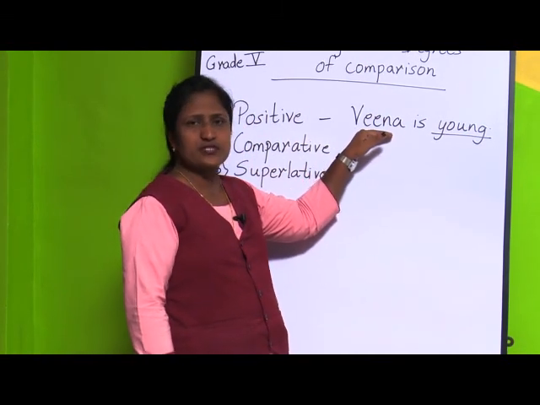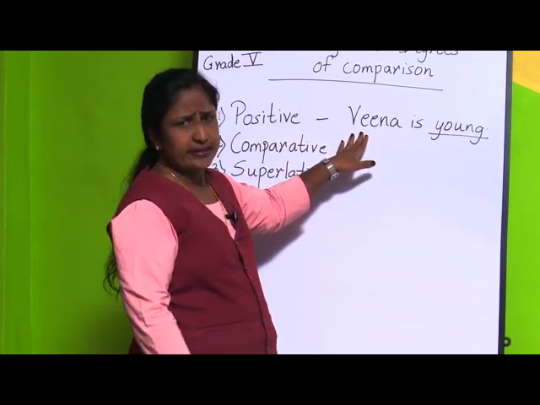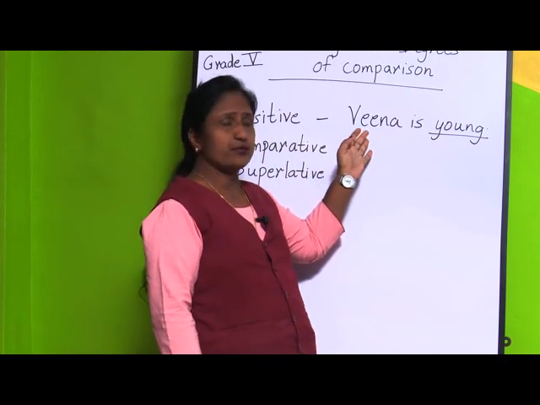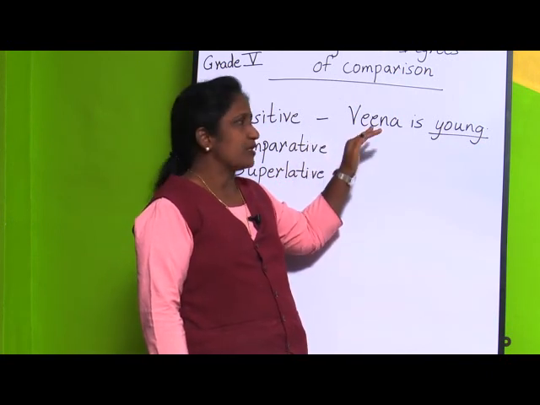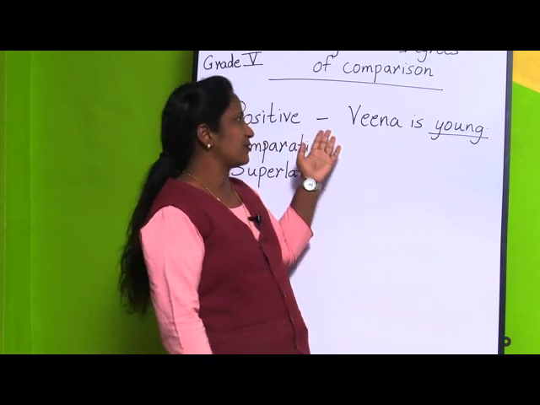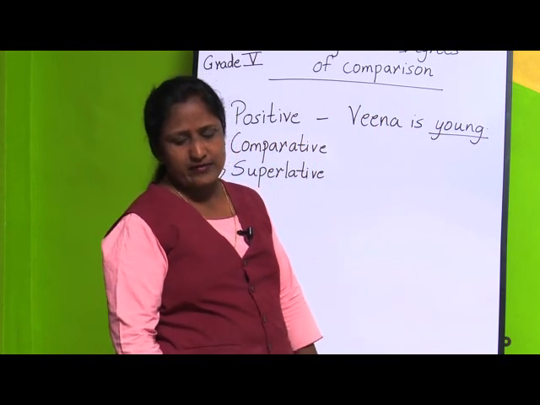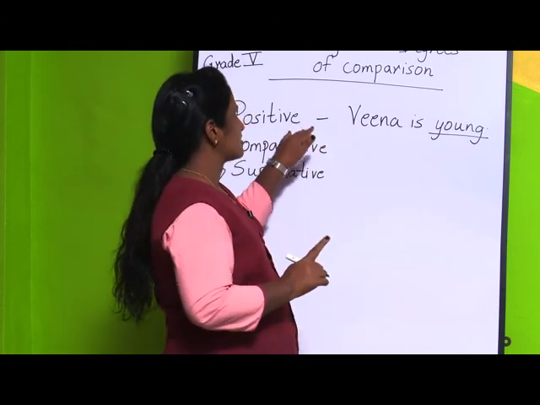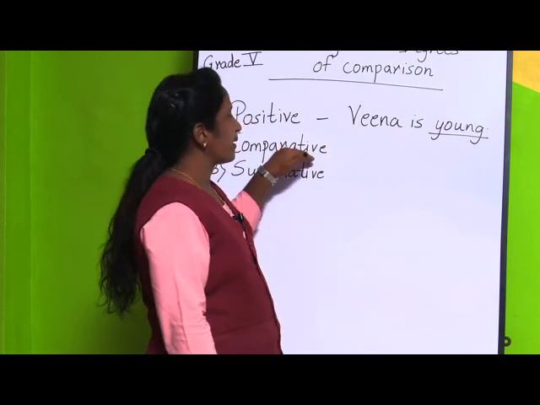And here what is positive degree? I told that we are not going to compare any person, any animal, anything or any place with any other thing. So, here we are going to talk only about one. So, that is Veena is young. So, Veena is not compared with anyone, that is why that is positive degree. So, this degree is used when we talk about only one person or only one thing, that is called as positive degree. Next we will be moving to the comparative degree.